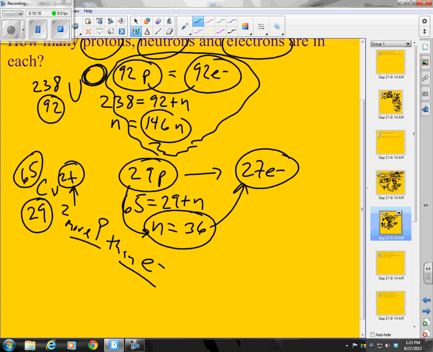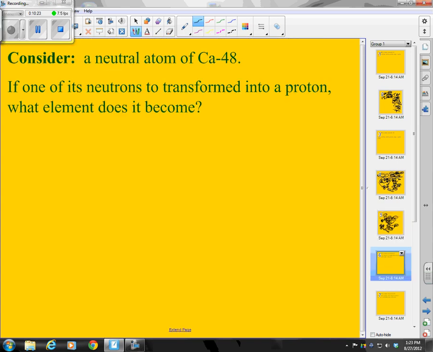Cool. Let's see if we can do one more before we call it a day here. And here's the next one. I have a neutral atom of Ca-48, so that we know that now is what? Calcium. And the 48 we know is what? My mass number? Good. If one of the neutrons is transformed into a proton, what element does it become? Well, this is interesting, right? Let's say I have one of the neutrons transformed into a proton.